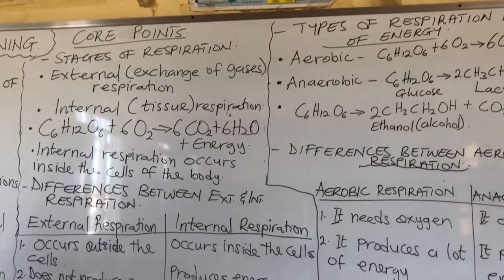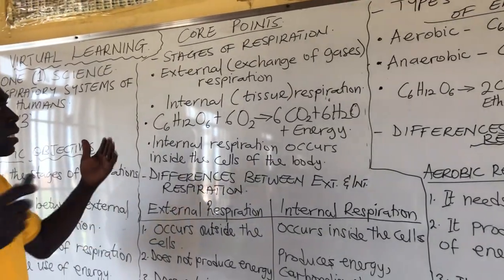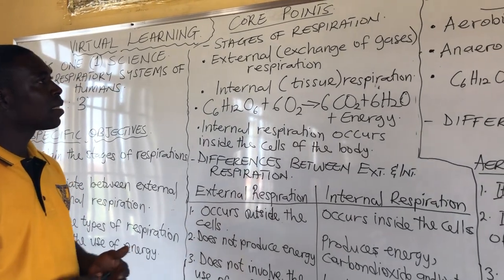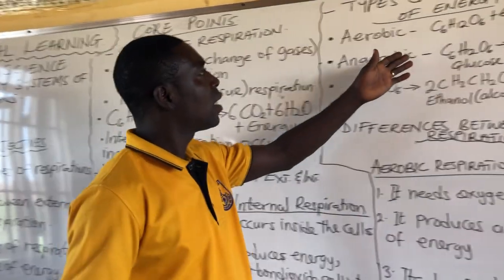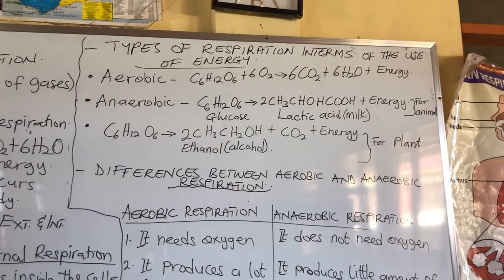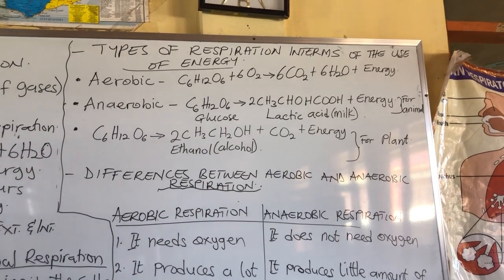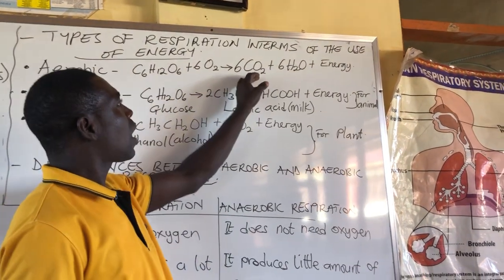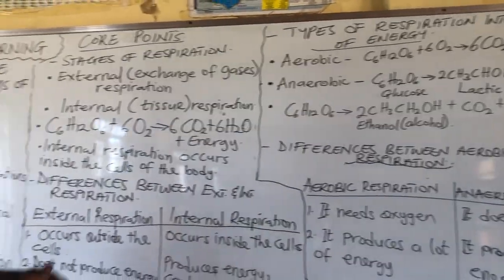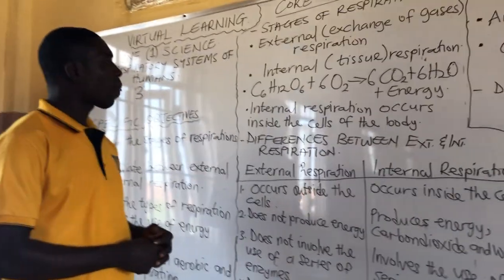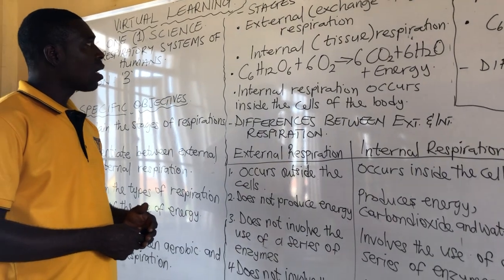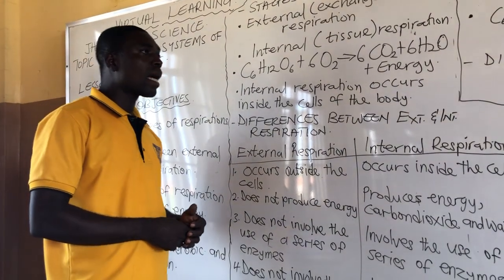Now, external or exchange of gases respiration is the same as the general respiration, which has the chemical formula C6H12O6 plus 6O2 forming or giving out 6CO2, that is carbon dioxide, plus water and energy. That is the normal external respiration, which occurs outside the cells of the living organism.